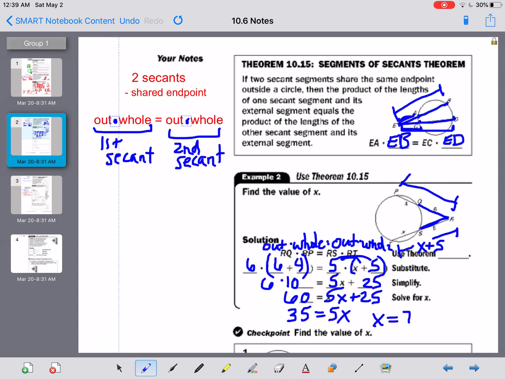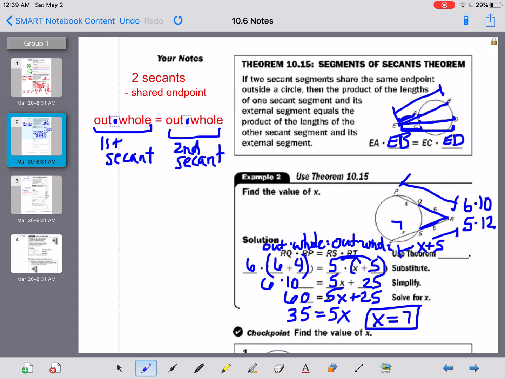Okay? So just a quick reminder, if I put 7 up here, what this theorem tells me, if I do 6 times 10, because 6 times the whole thing, it's going to equal 5 times this whole thing, and 5 plus 7 is 12. Well, 6 times 10 is 60, 5 times 12 is 60. So the product of the out times the whole equals the product of the out times the whole. But that doesn't mean my two lines are the same length. It means their relationship of out times whole is equal to out times whole.